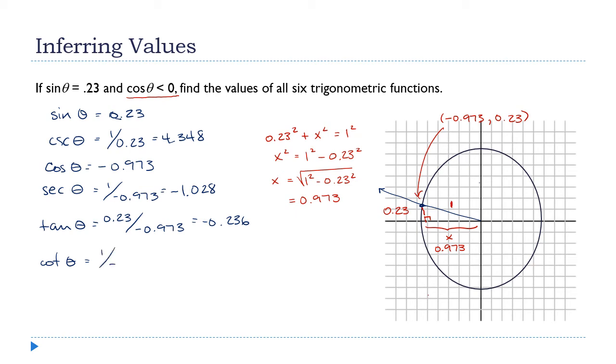1 over negative 0.236 is 4.237. And there you go. There are my 6 trigonometric values. And I don't even know what the angle is. Right? I don't even know. There's a way you can find out the angle, and we're going to get to that in a few lectures later on. But for now, I didn't need it. Right? I was able to fill in all of these values without having that piece of information.